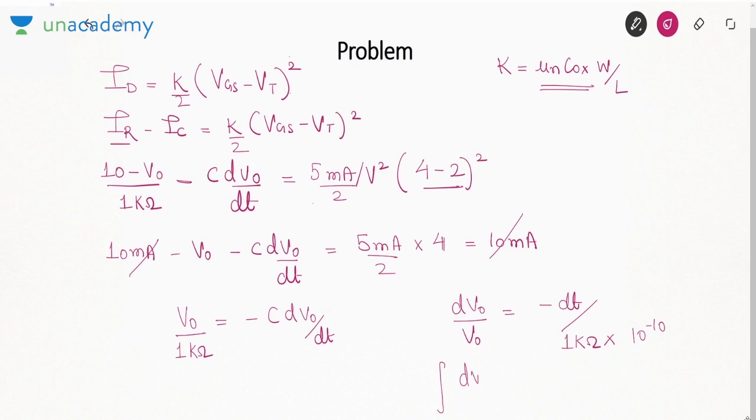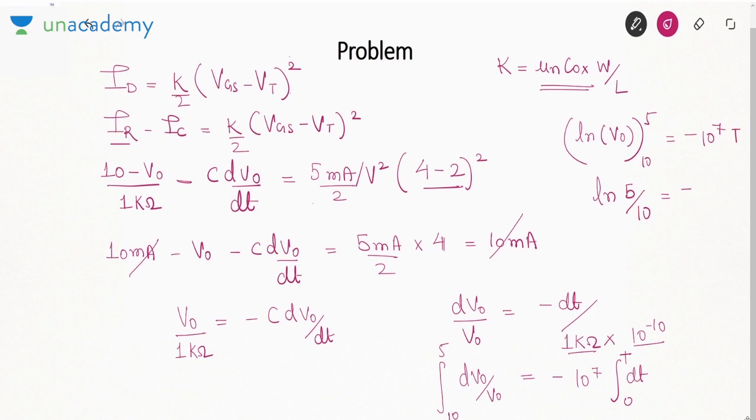If you integrate both sides, initially V0 was 10 and we want V0 to be 5. So the denominator is 10 to the power 3 times 10 to the power minus 10, which is 10 to the power minus 7. Initially time is 0, then V0 is 5 at t equal to capital T. So the integration of 1 by V0 is log V0, and the integration of dt will be this. If you put the limits, this time comes out to be 69.3 nanosecond. That will be the time at which V0 will be 5 volt.